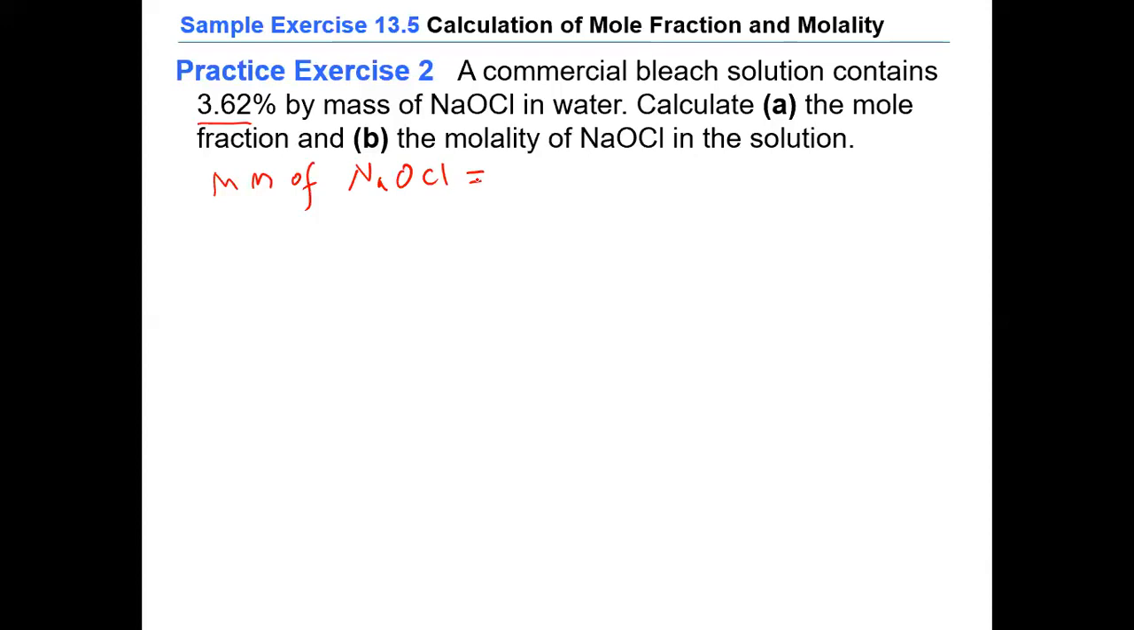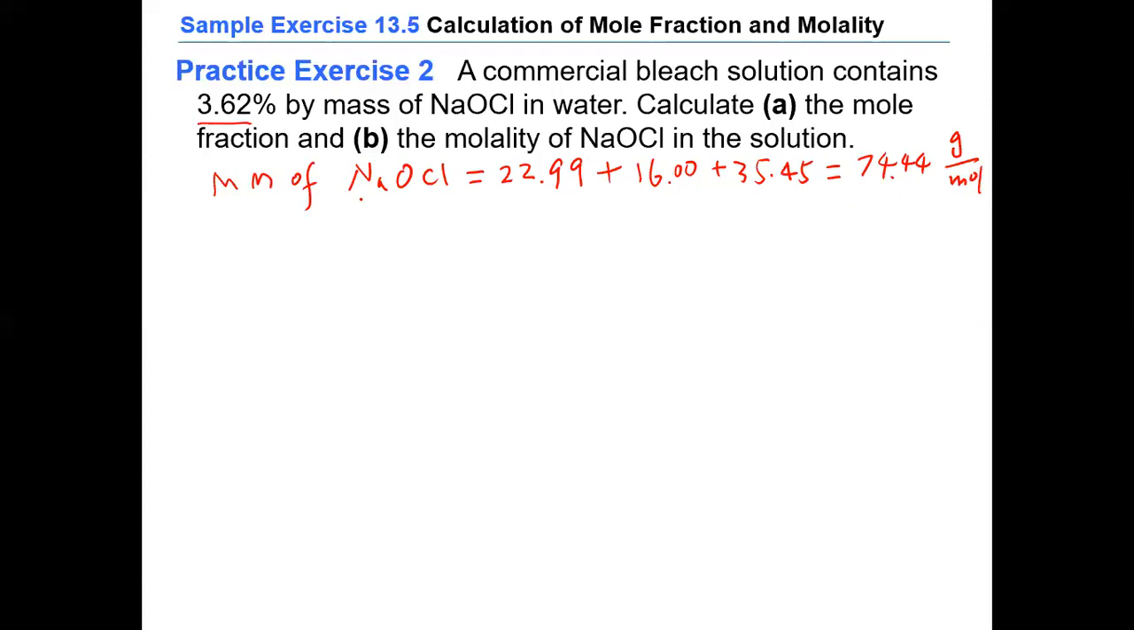So let's see the molar mass of NaOCl. We have one Na, one O, one Cl. The molar mass for Na from the periodic table is 22.99, for oxygen 16.00, and for Cl, chlorine, 35.45. Adding, multiplying all by one, we have 74.44 grams per mole.